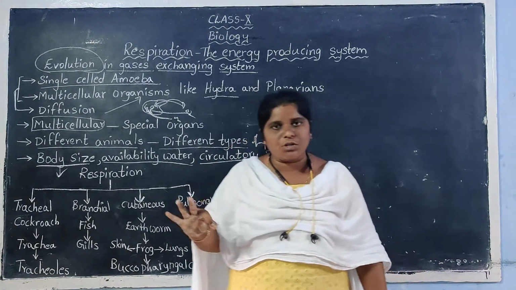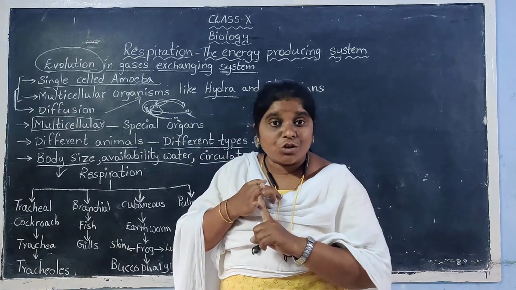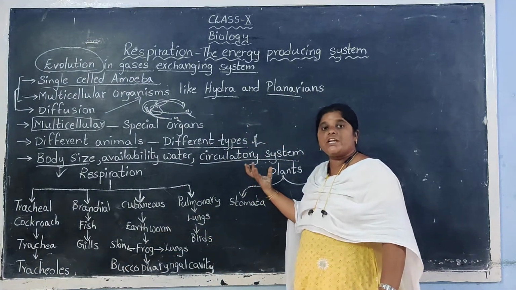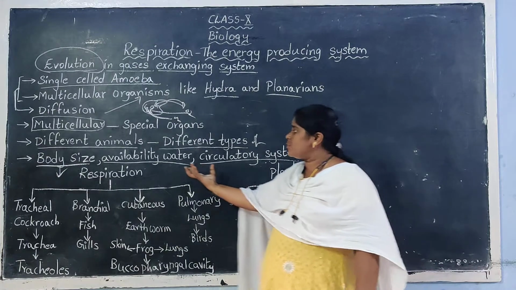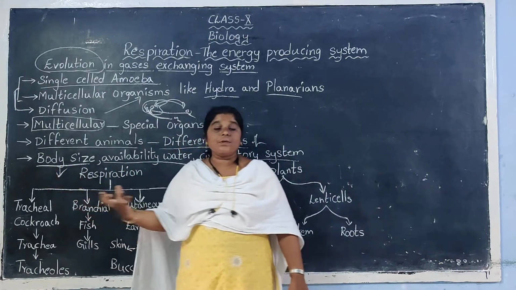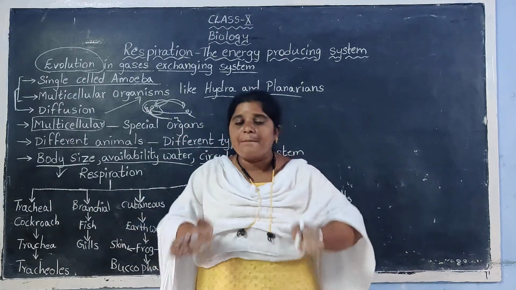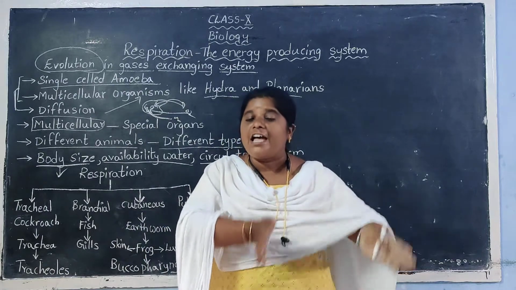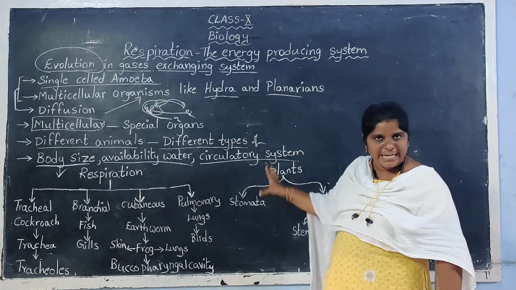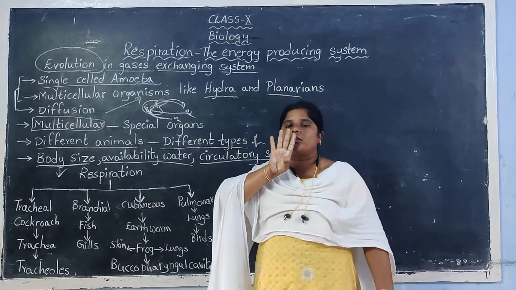The factors showing their effect on respiration are: first one is body size, second one is availability of water, and the third one is circulatory system. So it depends upon the circulatory system, the availability of water, and the size of the body. So basing on this body size, the availability of water, and the circulatory system present in that particular animal, the respiratory system has been classified into 4 types.